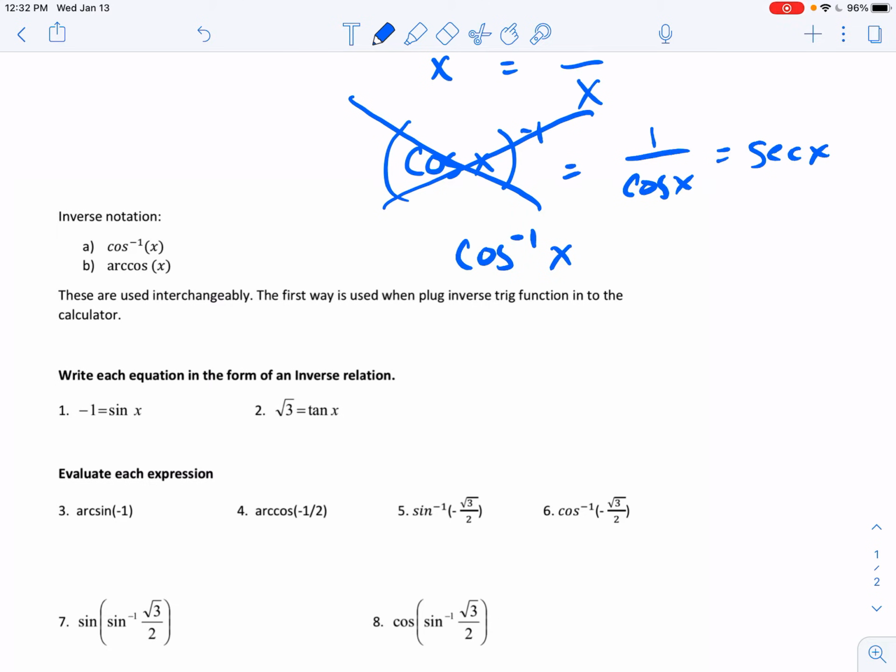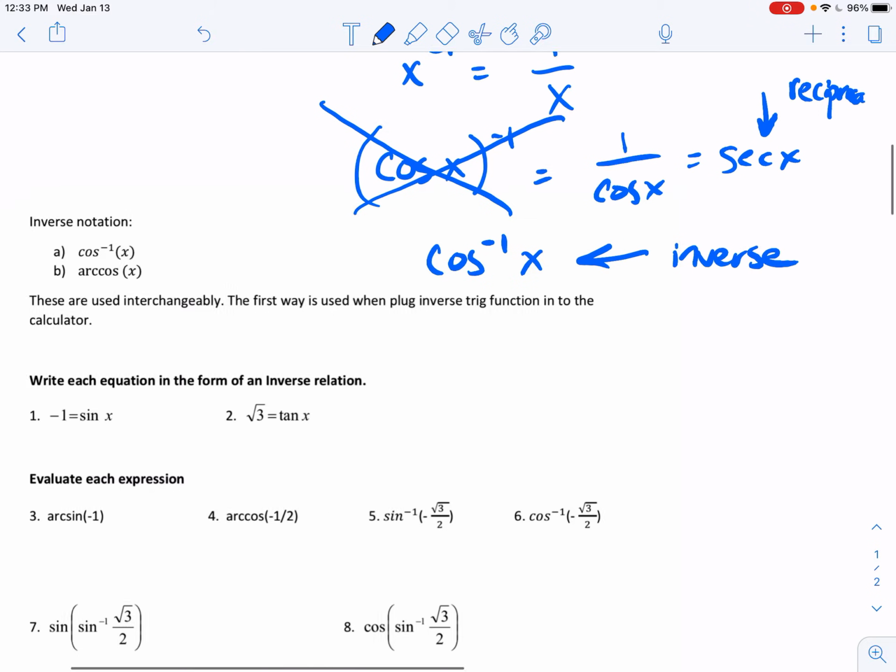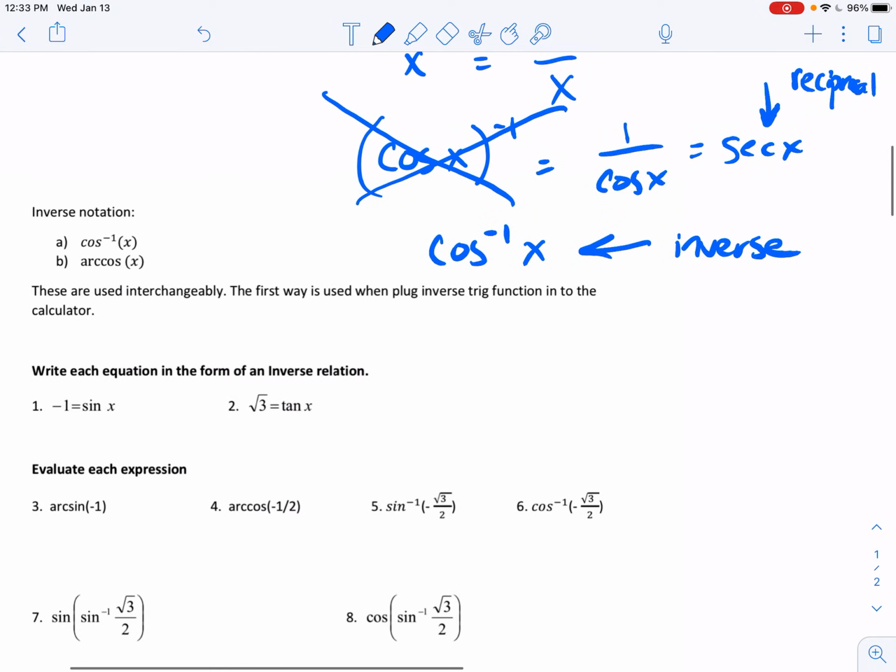So what we're trying to do is we're trying to undo the action of cosine. So we're finding the inverse of cosine. This is the inverse. This is the reciprocal. Anyway, reciprocal with an L. There we go. So don't confuse the two.